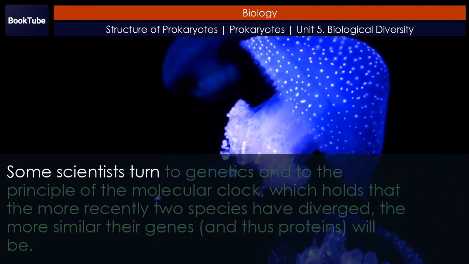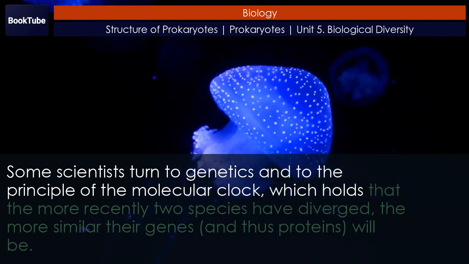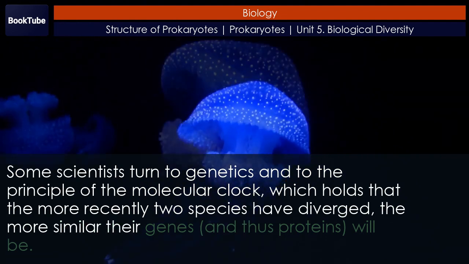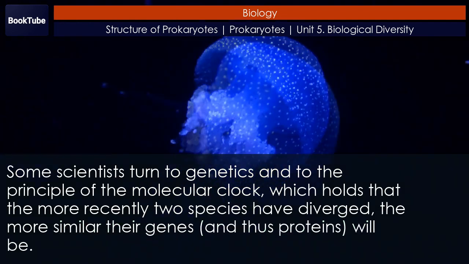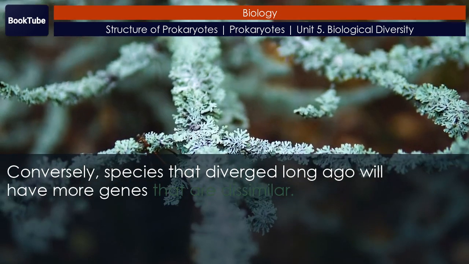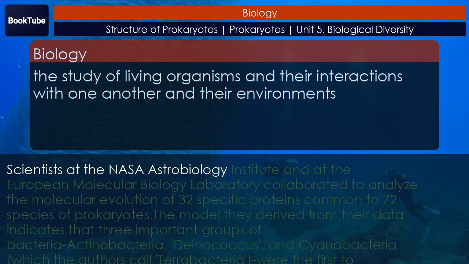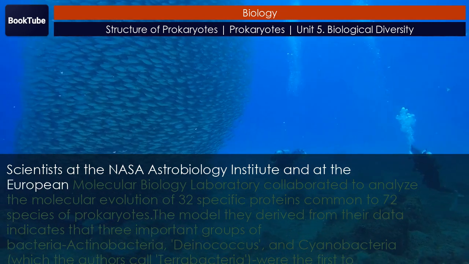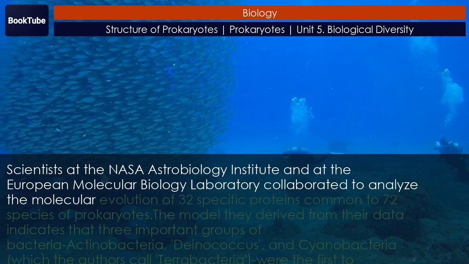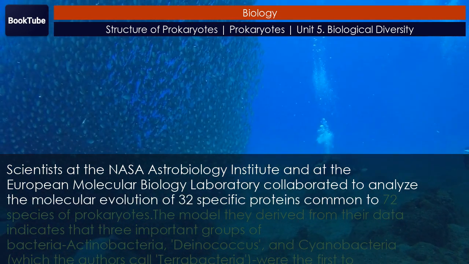Some scientists turn to genetics and to the principle of the molecular clock, which holds that the more recently two species have diverged, the more similar their genes, and thus proteins, will be. Conversely, species that diverged long ago will have more genes that are dissimilar. Scientists at the NASA Astrobiology Institute and at the European Molecular Biology Laboratory collaborated to analyze the molecular evolution of 32 specific proteins common to 72 species of prokaryotes.